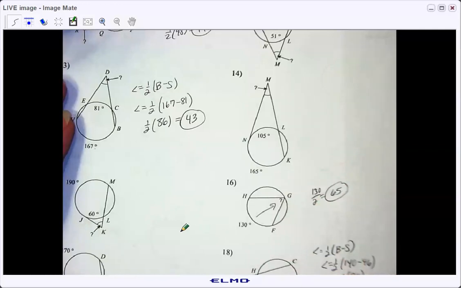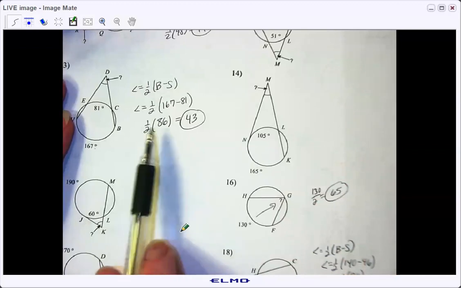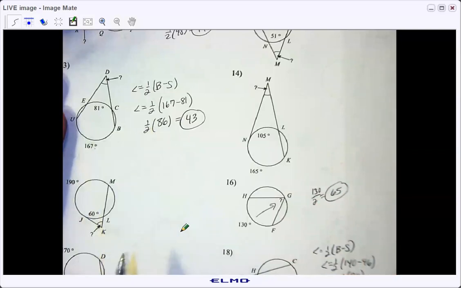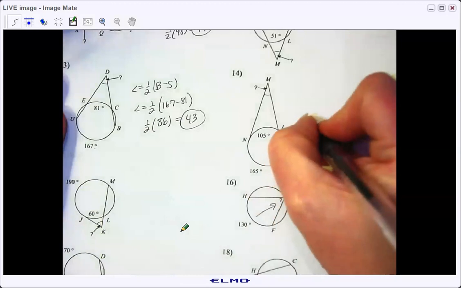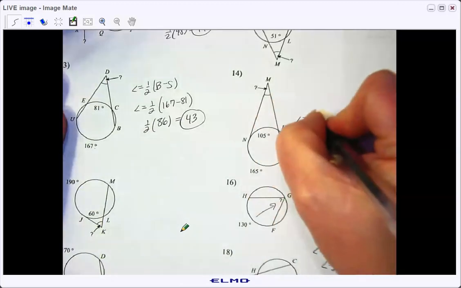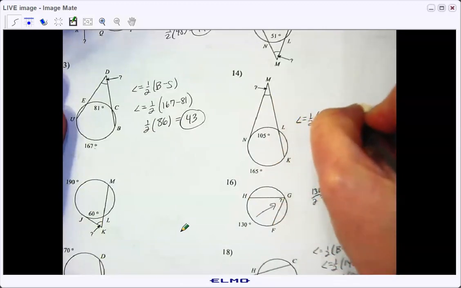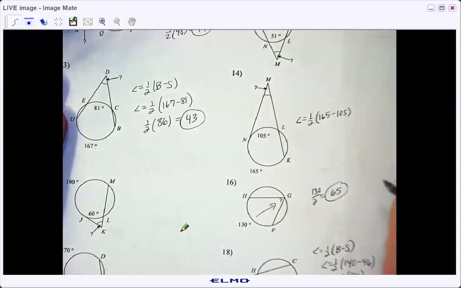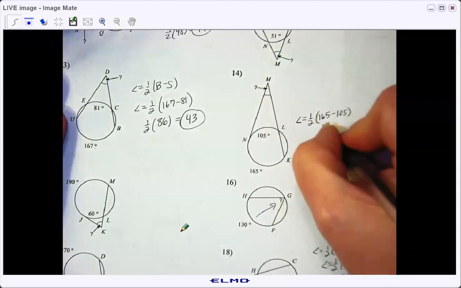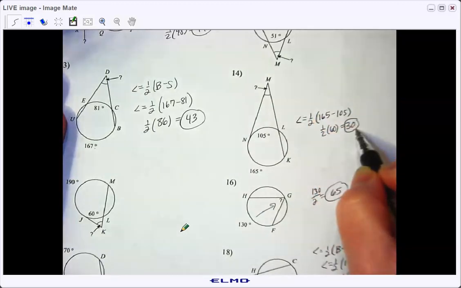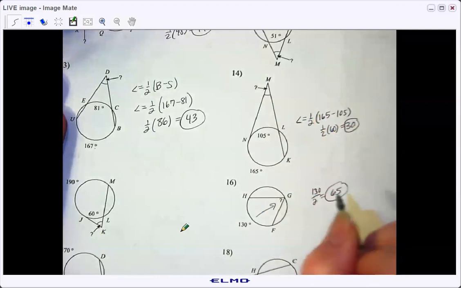Like I said, a lot of this doesn't have to have a lot of work. Even if I saw half of 86, and I know you subtracted those, I'm fine with that. I'm not fine with just answers. Okay. So on 14, the tail out there is going to be 1/2 of 165 minus 105. Subtracting those, I get 60. So 1/2 of 60 equals 30. And even if that's what I saw, that's showing work.